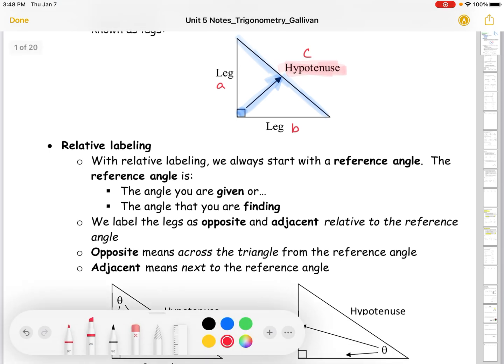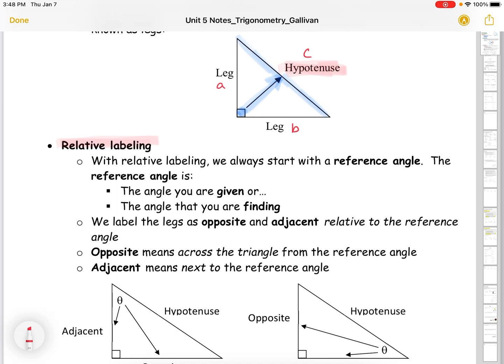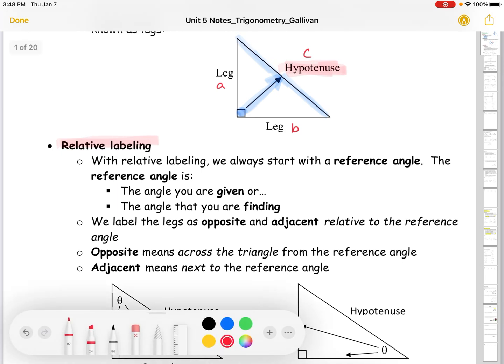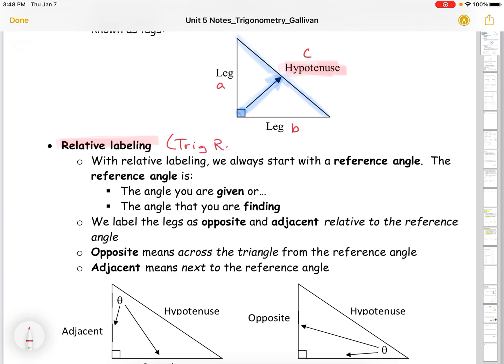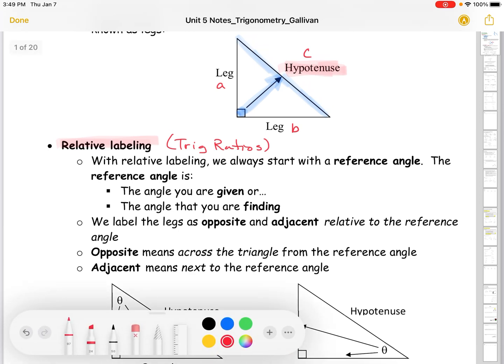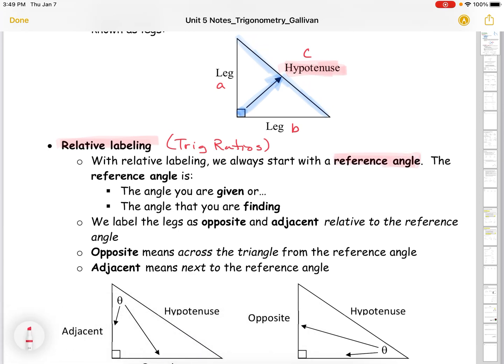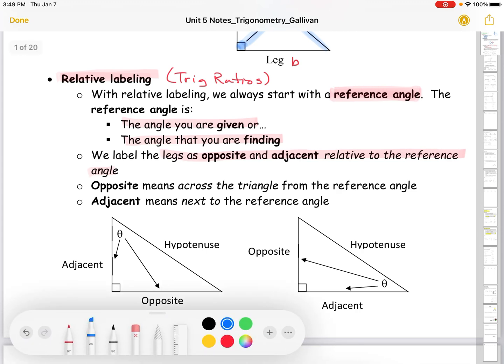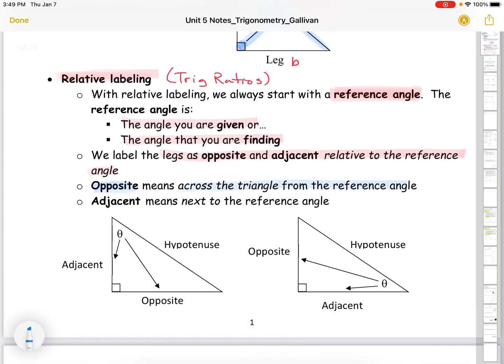Now, relative labeling, which is really going to come into play when we're using our trig ratios. We always start with a reference angle, okay? So we have to think about where we're looking from. The reference angle is either the angle you're given or the angle that you're finding. With regard to that angle, we can label the legs as opposite and adjacent. Opposite means it's across the triangle from the reference angle, and adjacent means it's next to the reference angle.